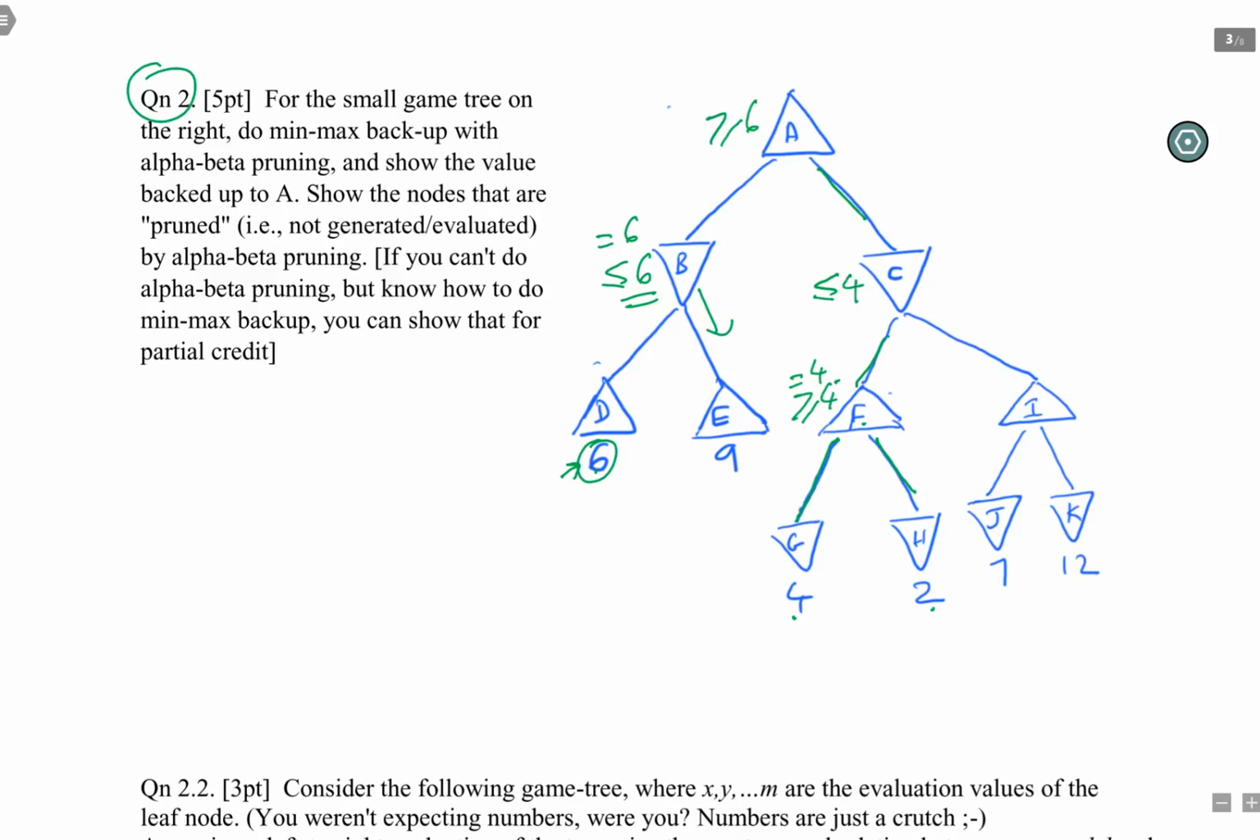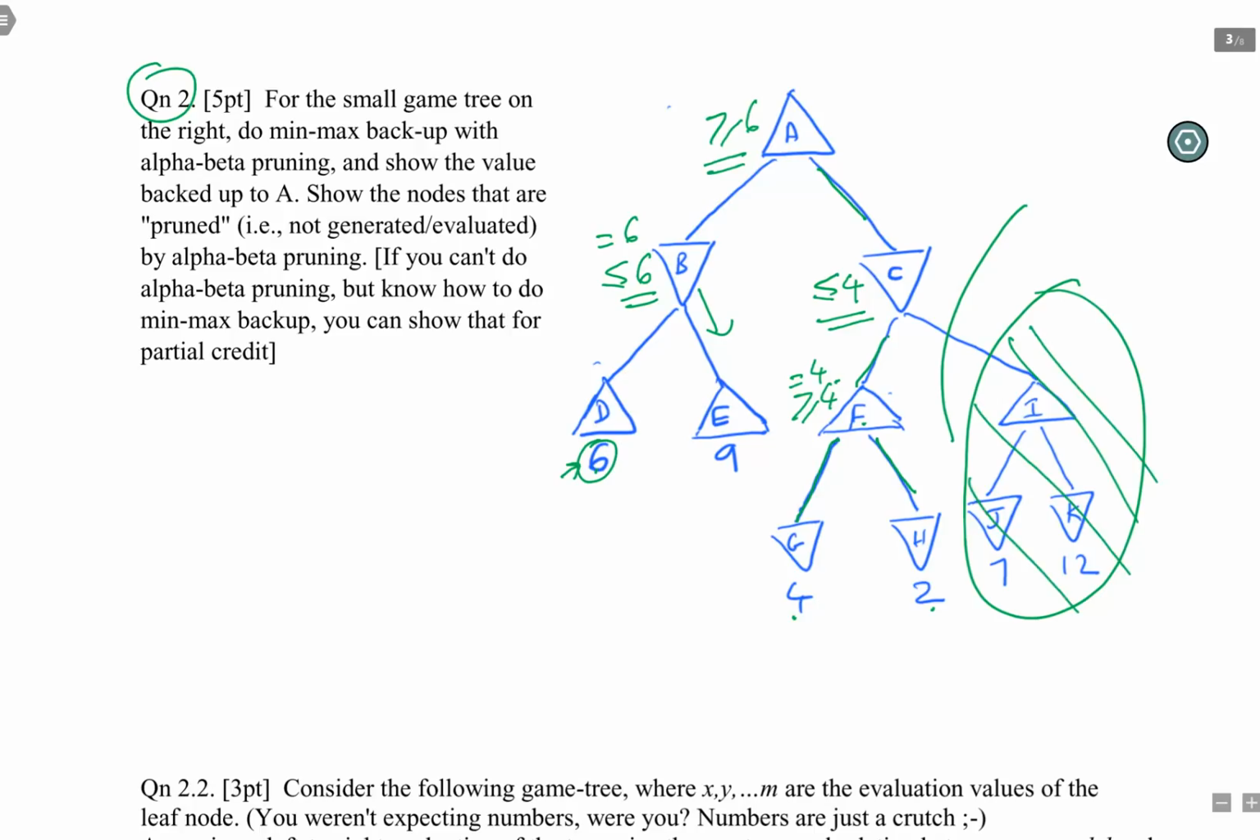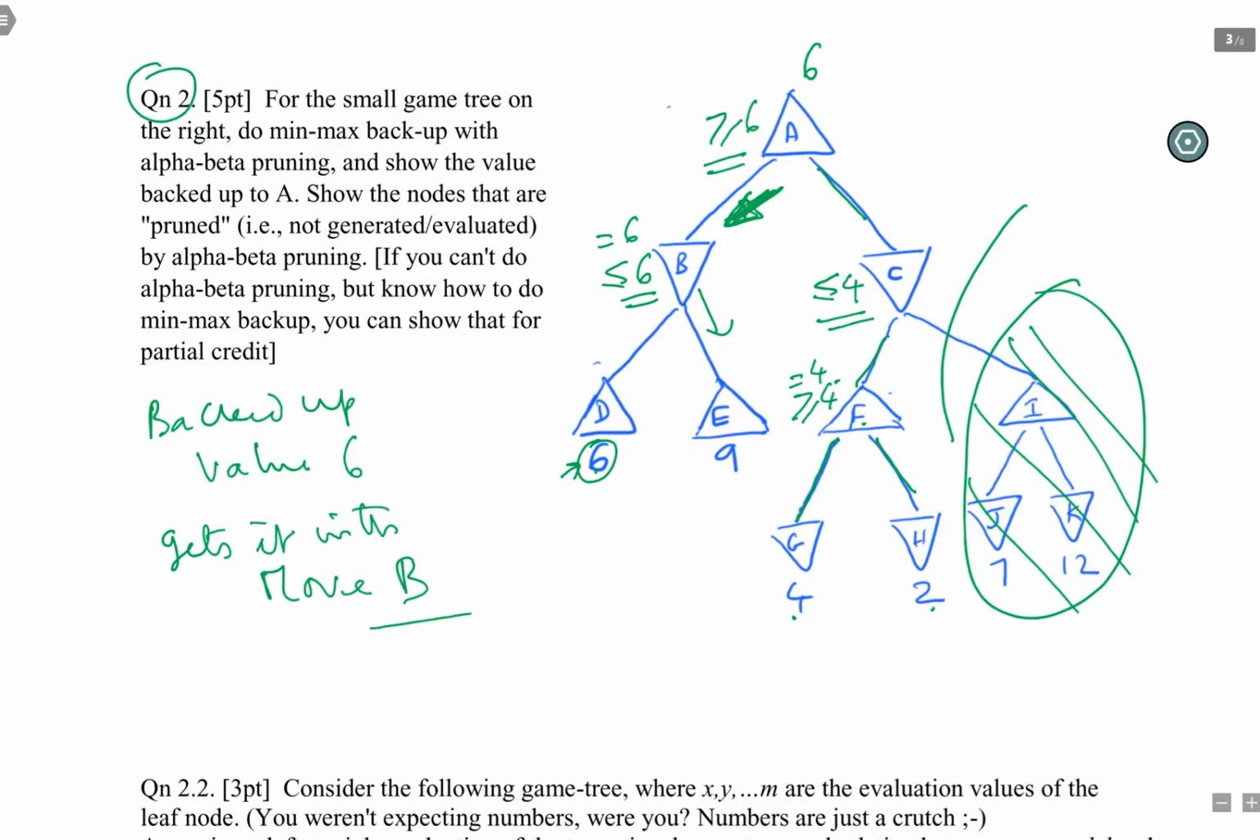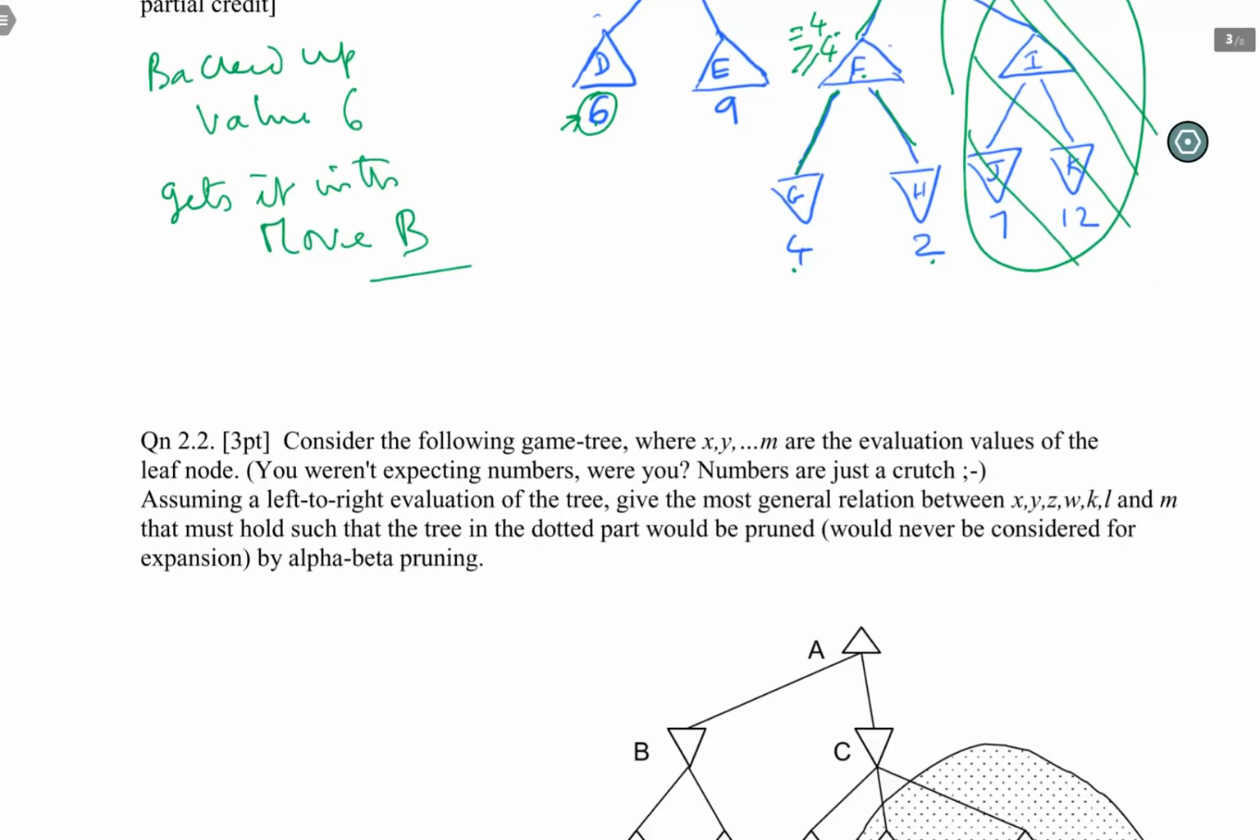The moment C is saying less than or equal to 4, and A is saying greater than or equal to 6, I don't need to look at any more below this side. So this entire thing is cut off. At that point, whatever is the current bound on A will be its value. So I'll just say A's value is 6, and it's getting it by doing this particular move. That means A is getting that by making move B. So the backed up value 6 comes with move B. Okay, so that's for question 2.